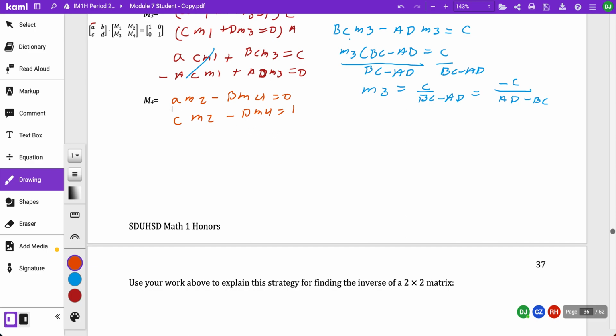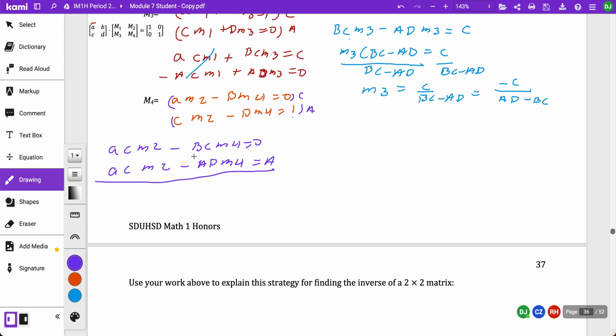And what we're trying to do is get M4 by itself. So we want to get rid of these M2s. So to get rid of those M2s, I would multiply the top one by C and the bottom one by A, which would then give me ACM2 minus BCM4 equals 0. And then here I would have ACM2 minus ADM4 is equal to A.